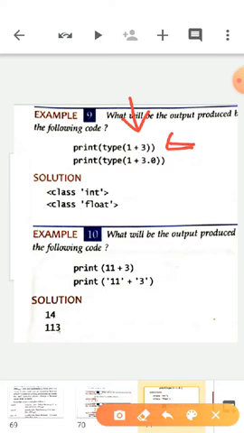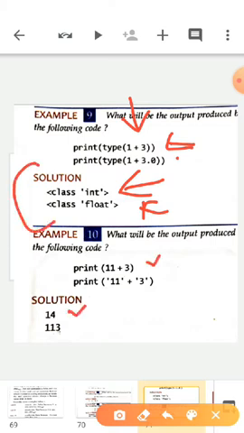1 and 3 both are integer values, so you will get int. 1 plus 3.0, you will get float, because 3.0 is a decimal, so you will get this kind of answer. Now 11 plus 3, you will get 14.